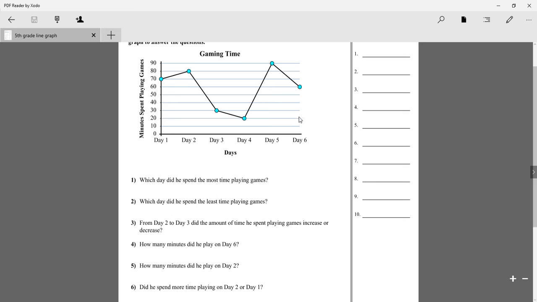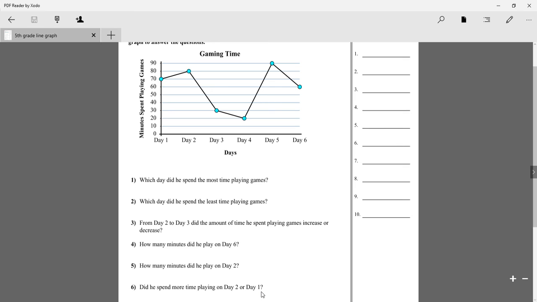How many minutes did he play on day 6? So let's go to day 6, see where the point is, and then follow it to the y-axis. And it is 60. He played 60 minutes on day 6. How many minutes did he play on day 2? We're doing the same thing. Find day 2, go up to the point, and then follow it to the y-axis to see the number that it correlates with, and it is 80. He played 80 minutes on day 2.